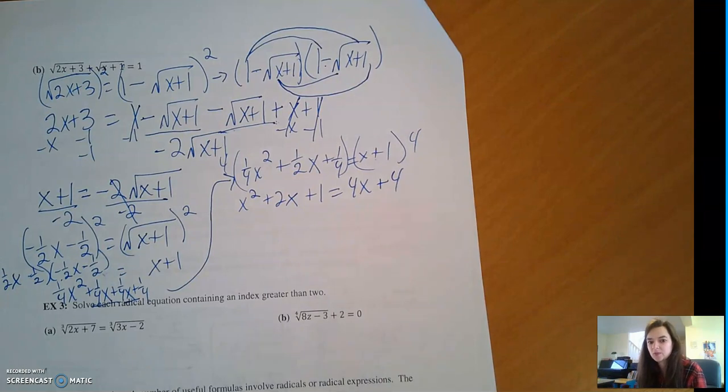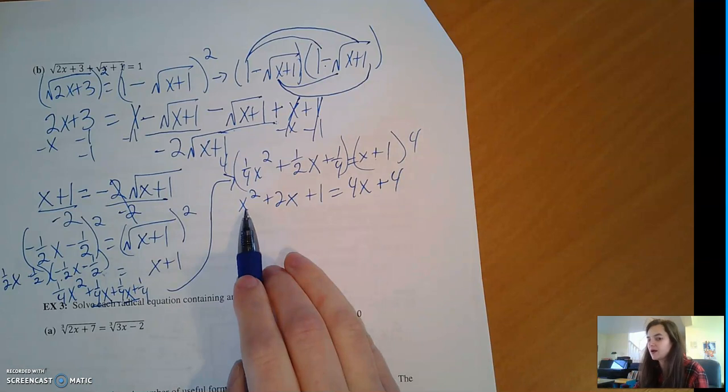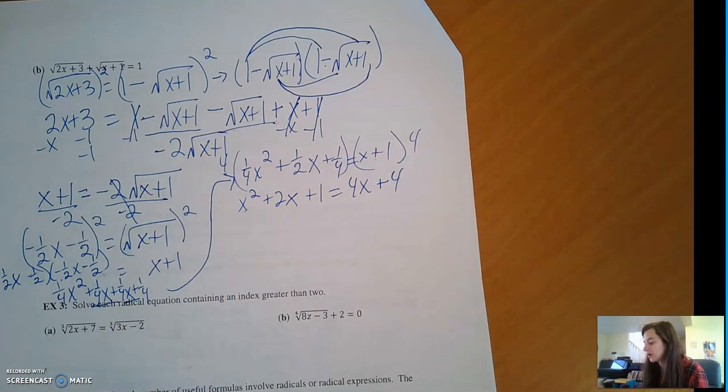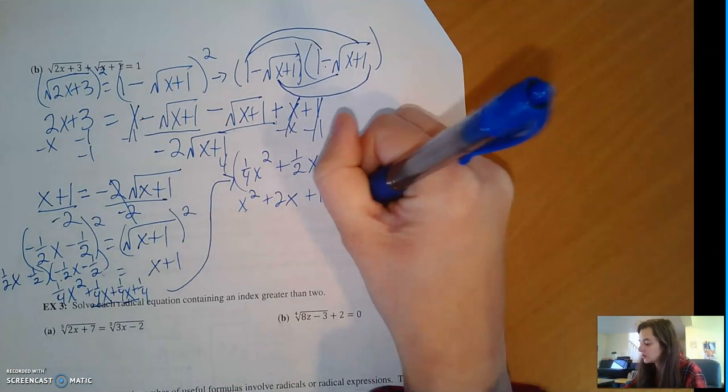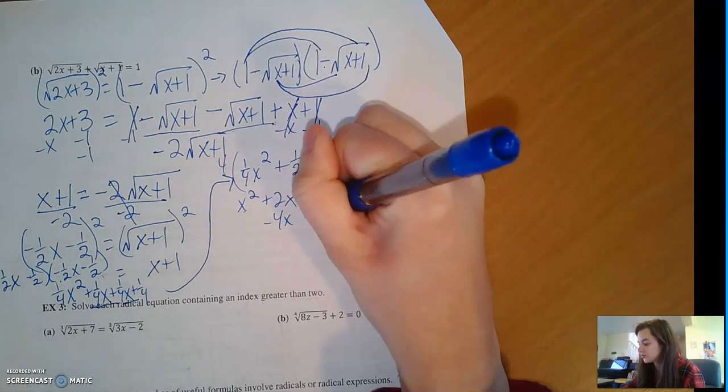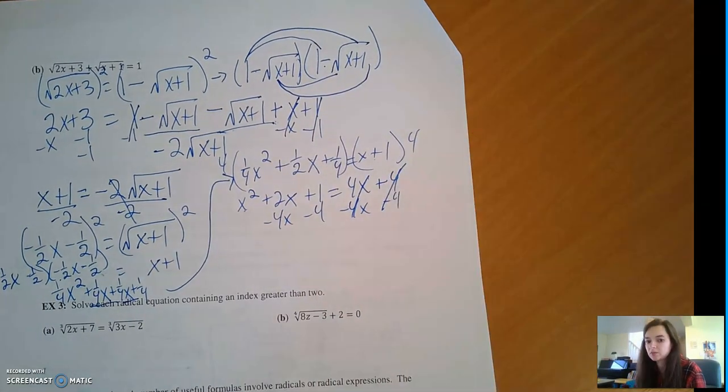Alright, after this point, we yet again are thinking, how do I solve this? And my clue is, I have an x squared. It's a quadratic, so we are solving by factoring, okay? So just like the last problem we did, to solve by factoring, we need to get everything on the same side first. So what I'm going to do is subtract 4x from both sides, and subtract 4 from both sides, so that it equals 0.